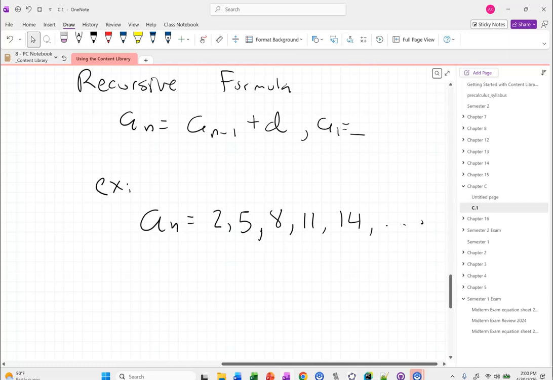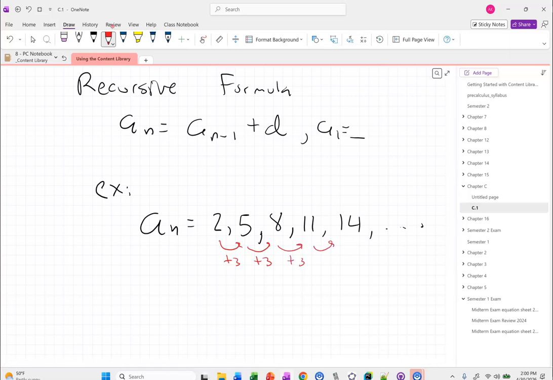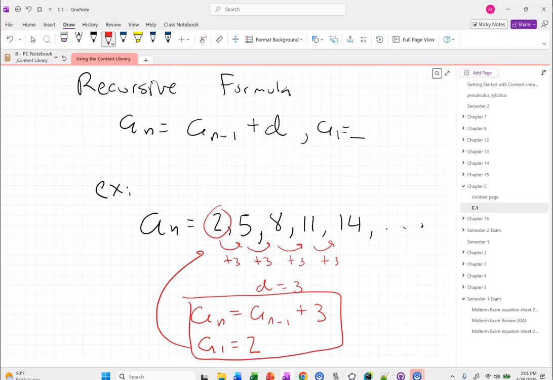So let's look at the same sequence again. This is the same problem as before. We're just going to write the recursive formula instead of the explicit. So the d equals 3. And then I have to list the first term, which in this case is 2. And there's my answer. I'm done. How easy was that? Mr. Kulik, that was pretty easy.